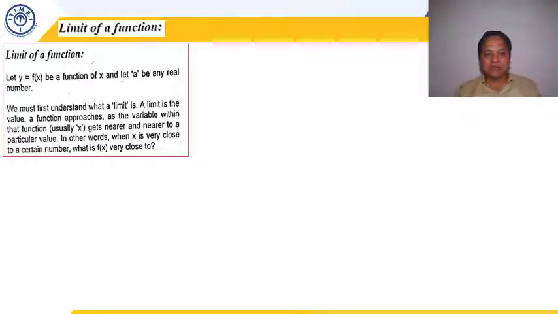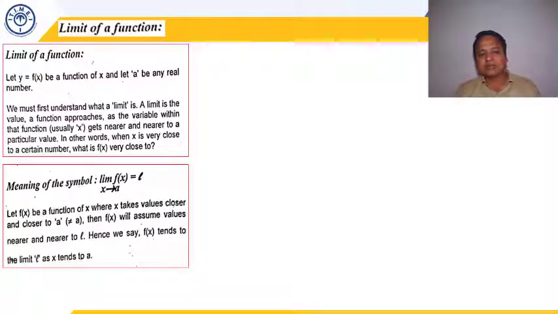A limit is the value a function approaches as the variable within the function, usually x, gets nearer and nearer to a particular value. That is, when x is very close to a, then the value of the function is very close to a value. That's called limit. X is very close to a certain number, then what is f(x) very close to?